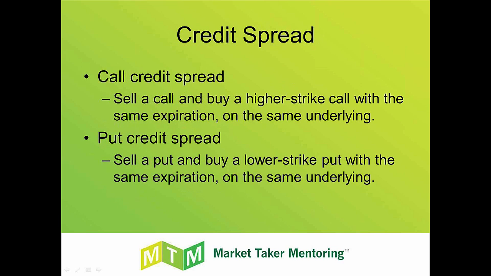All right. So the solution to this, what I guess I'll call a problem, is the credit spread. The credit spread is basically where I sell an option and then I buy another one as an insurance policy. So with a call, I basically sell a call that's out of the money and I buy a higher strike call in the same expiration cycle on the same underlying. A put, I sell a put that's a little out of the money, below where the stock's trading, and then I buy a lower strike put in the same expiration, same underlying.